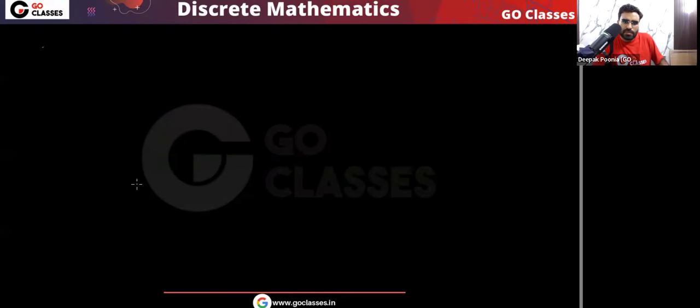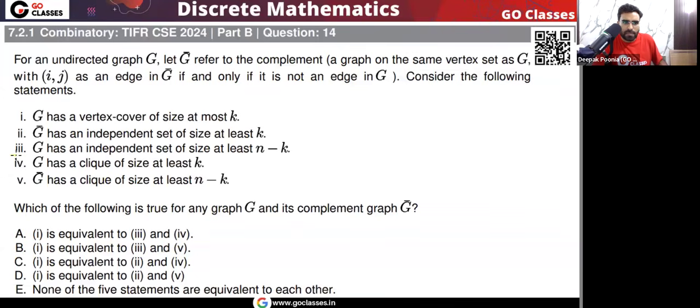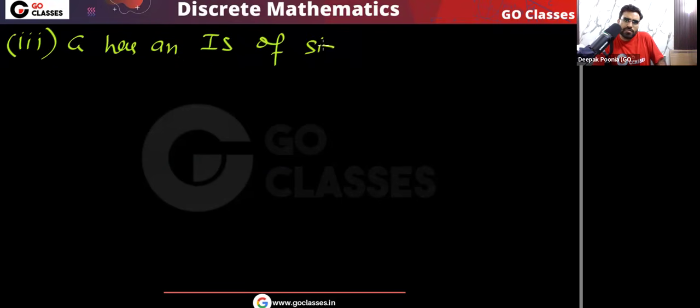Basically, consider this third statement, that G has an independent set of size at least n minus k. Okay, so consider this third statement. The third statement is saying that G has an independent set of size at least n minus k. This is what the third statement is saying. Now, if G has an independent set of size at least n minus k, then what about the vertex cover?